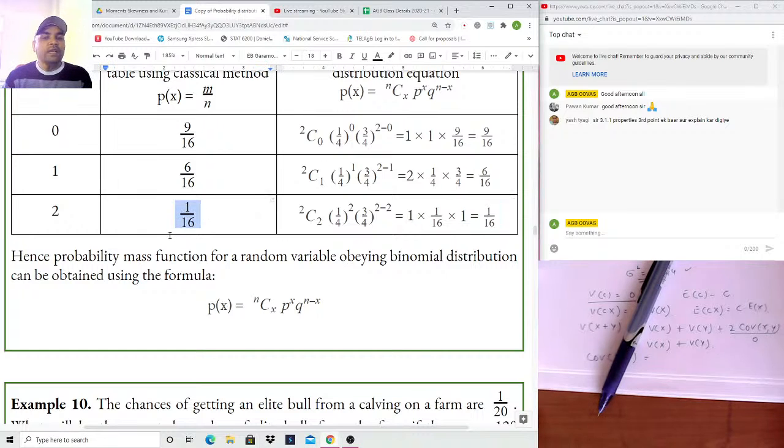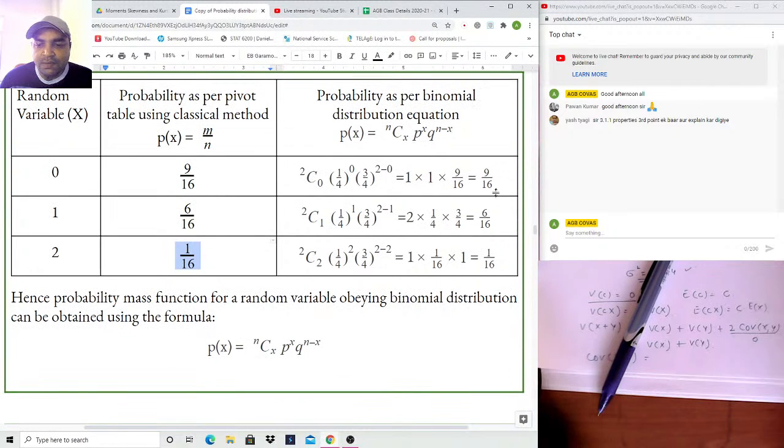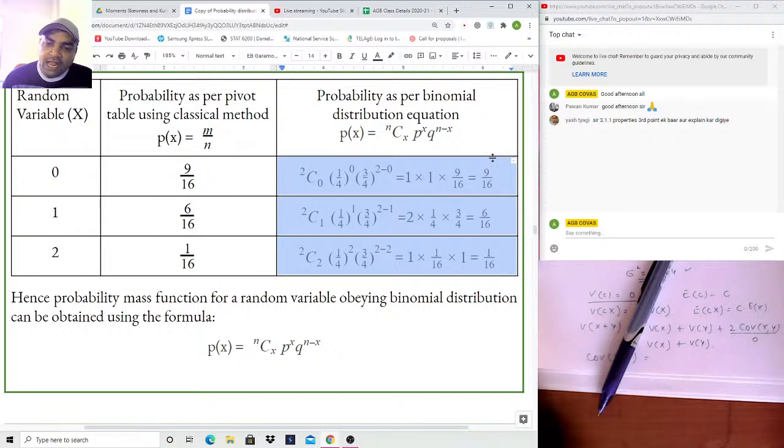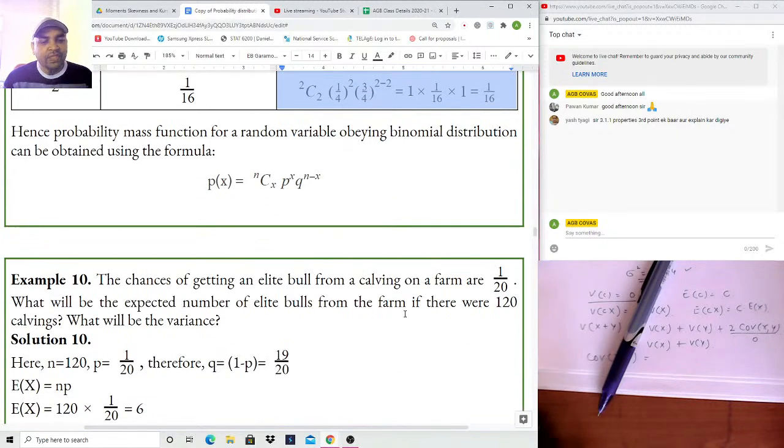So either you go by the pivot table or you apply the binomial distribution, you get a similar distribution here. And when you add these up, it will be equal to 1. So this is how the probability mass function of this random variable obeys the binomial distribution.